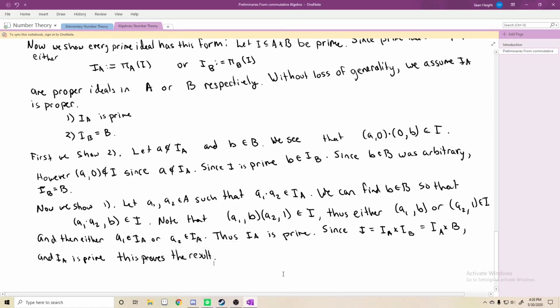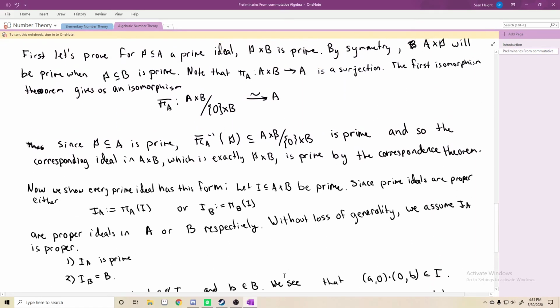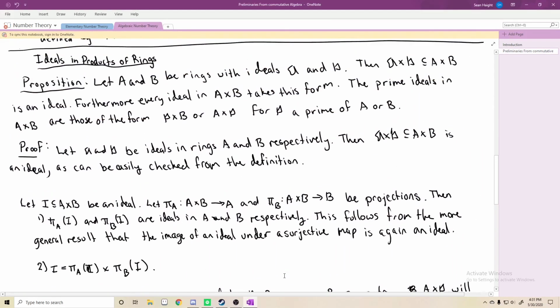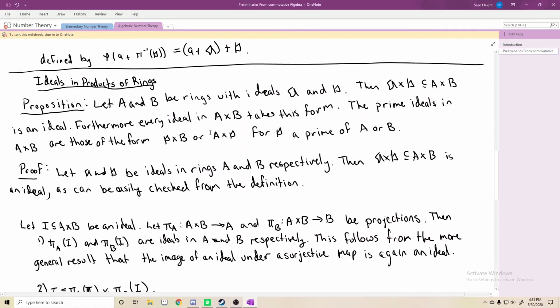So, just to summarize what we've done in this lecture, we've proven this proposition, which says that given two rings A and B, we've completely classified, we've said what ideals look like in the product in terms of ideals of each individual factor, as well as we've identified which of these ideals are prime.